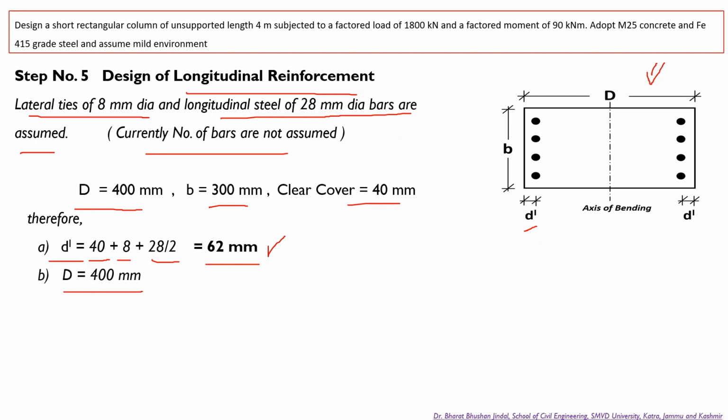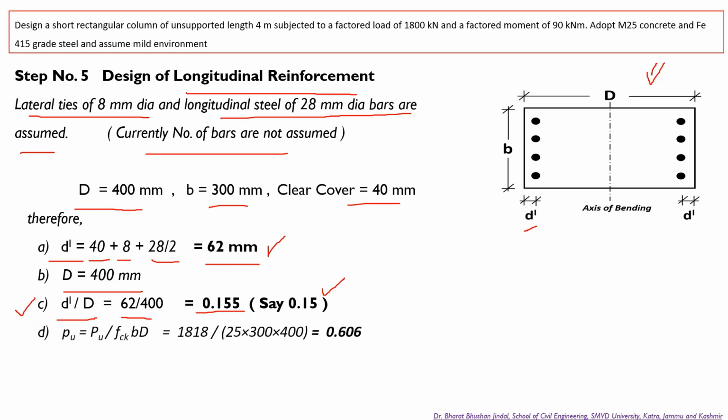Now capital D is 400 millimeter. So we have to work out this value, which is very important for us, D dash by capital D, because based on this value we will be able to select the chart from SP-16. So we are getting D dash by D equal to 0.155. We have just rounded off for this particular problem, so we are rounding it off to 0.15.